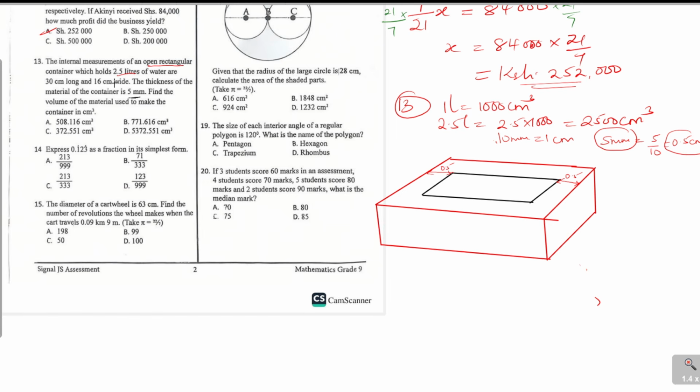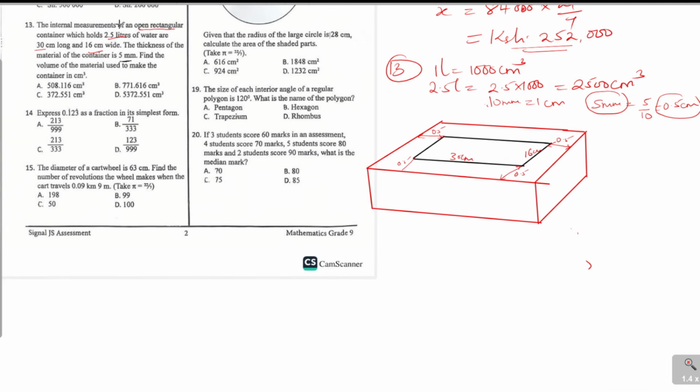And then because the internal measurements are given as 30 and 16, this is 30 centimeters and this one is 16 centimeters. Remember the thickness is also here. So this is 0.5 as well. And also this one here, 0.5. So now, having that rectangle, because we are given the internal measurements first, because that is the volume, that is the one that holds water. This part that is here, the one that holds water. So we are going to calculate the volume.